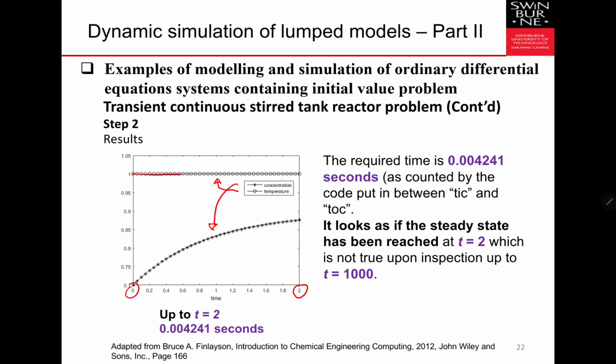When we run it from 0 to 2, we think that the temperature has no change. As you can see in here, the temperature is almost constant. The concentration, on the other hand, increases in here. It looks as if the temperature is already steady, whereas the concentration increases. And then what we need to look at in here as well is that if you run it up to 2, this code can be run using only 0.004 seconds.